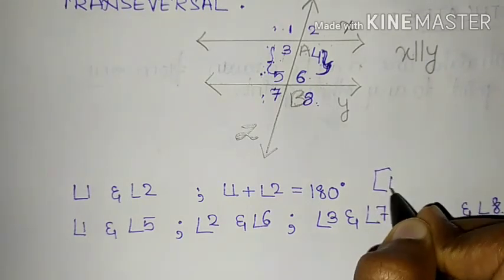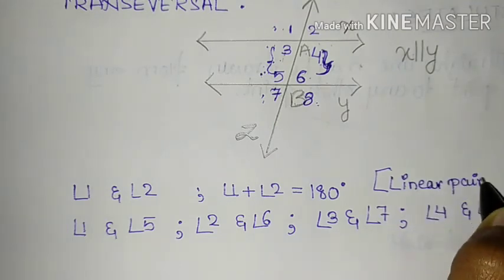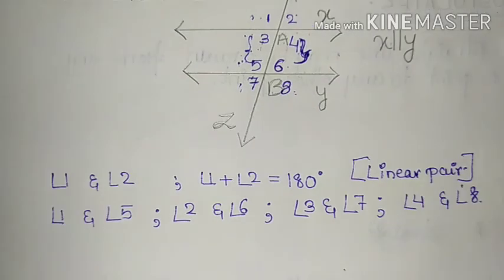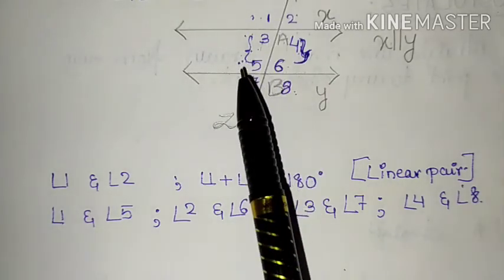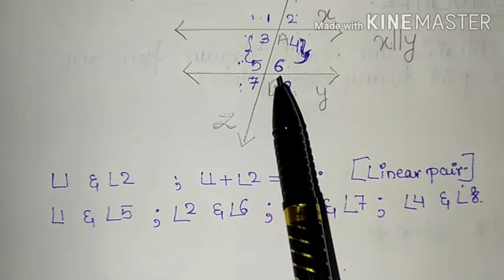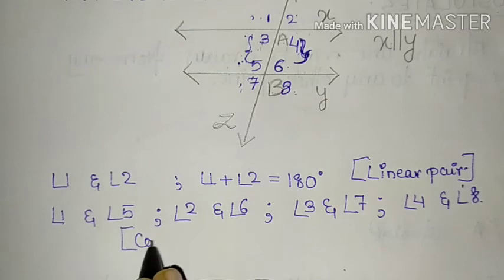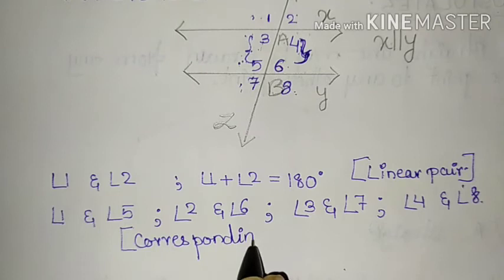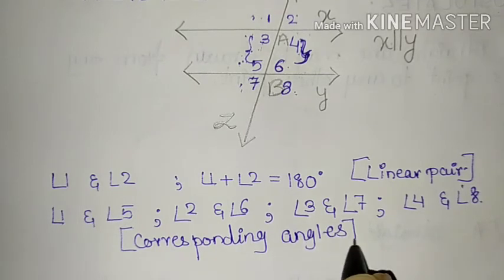These are known as linear pairs, right? The first ones were linear pairs. Whereas the second set of angles, that is 1, 5, 2, 6, 3, 7, 4, 8. Look at the figure to recognize those angles. 1, 5, 3, 7, 2, 6, 4, 8. These angles are known as corresponding angles. They are called corresponding angles, and they are always equal to one another.